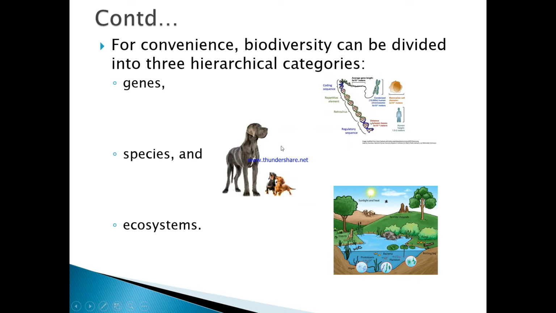Now, biodiversity can also be divided into three hierarchical categories. The first one is the genes. Genes means the DNA that is present in our cell. Then from DNA, species form, which are of different kinds. And then with the species and different kinds of animals, the natural surrounding is formed. That surrounding or region is called an ecosystem.